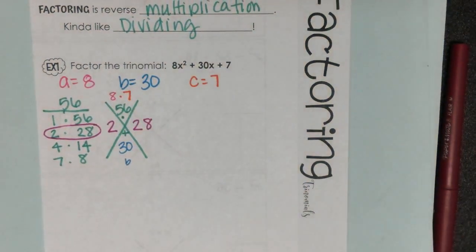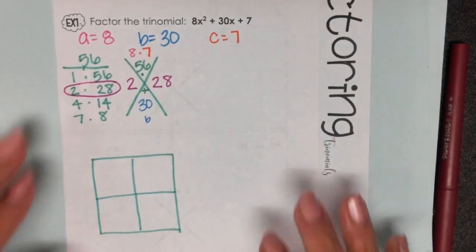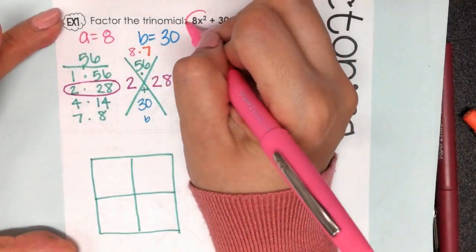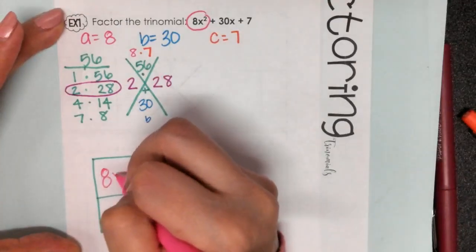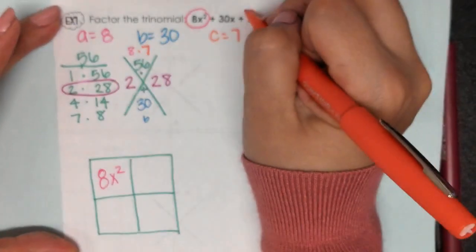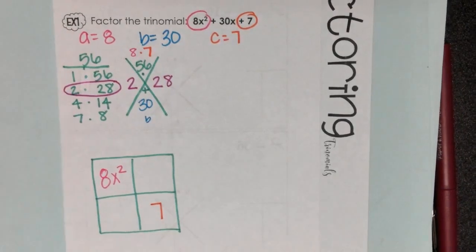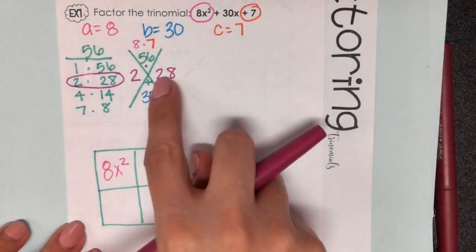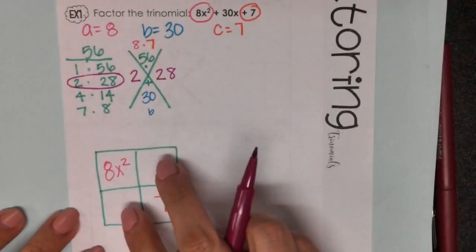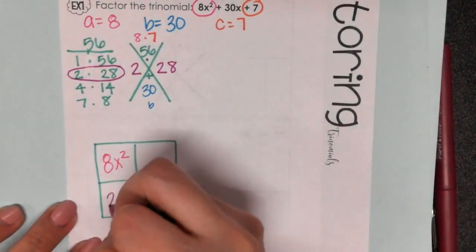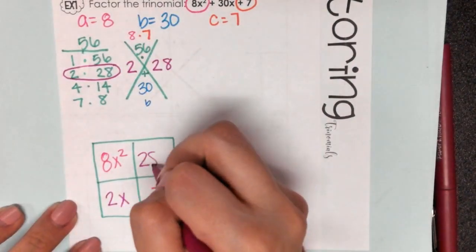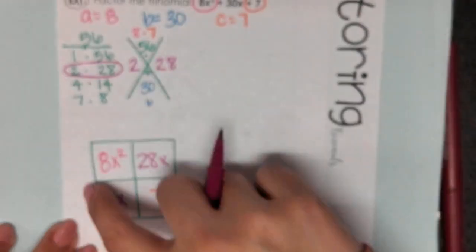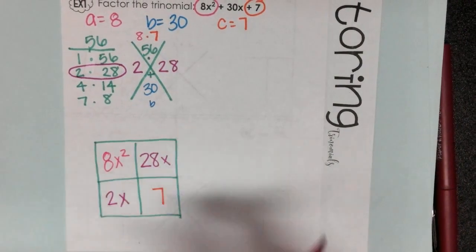So as soon as I have that done, I'm creating my box. Same idea as dividing. My A term is going to go in the top left. My C term is going to go on the bottom right. But now, these guys, my magic numbers, these are what make up the sides of the box. So that's 2x and 28x. A little different from dividing. In dividing, we didn't have these sides, or these corners. We had a side length of the box. Now we're trying to find both side lengths.